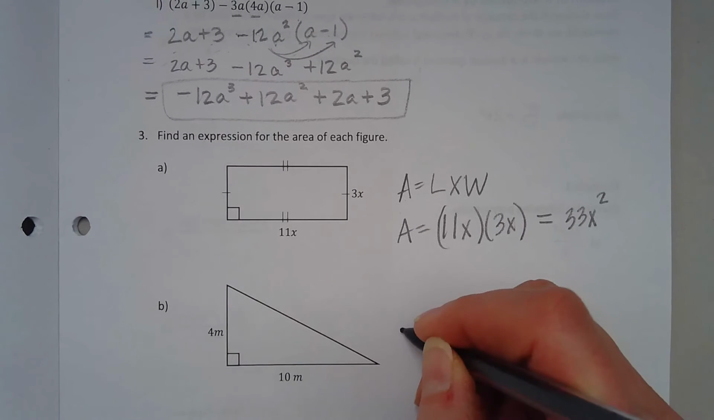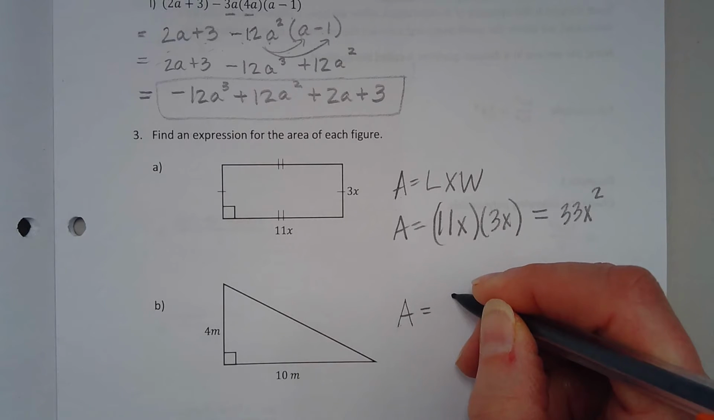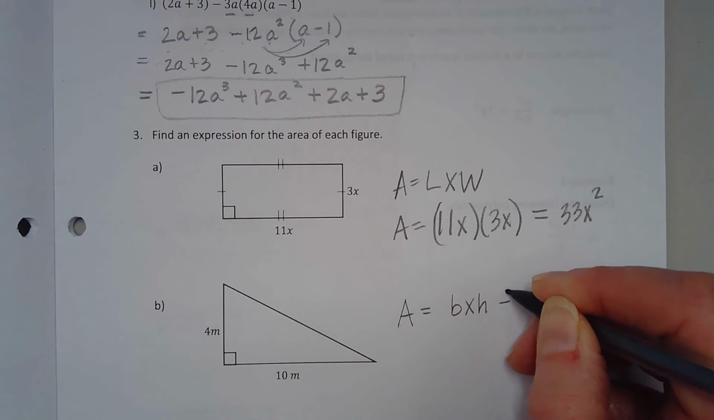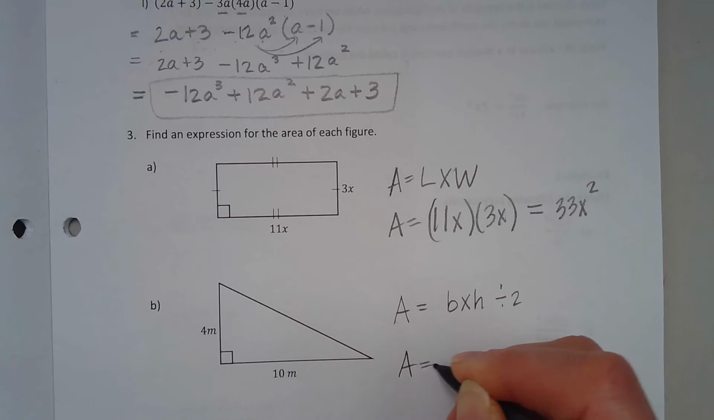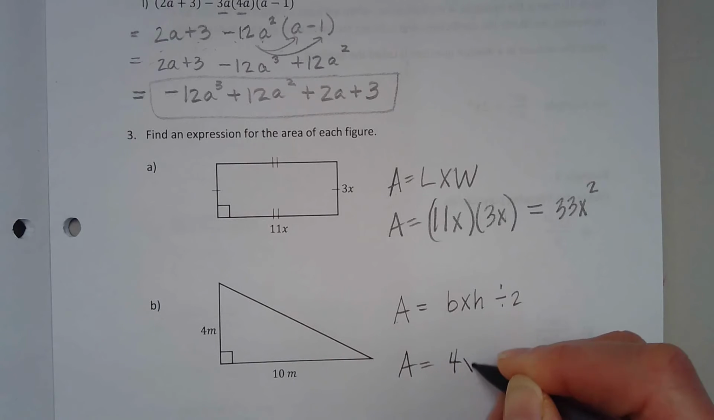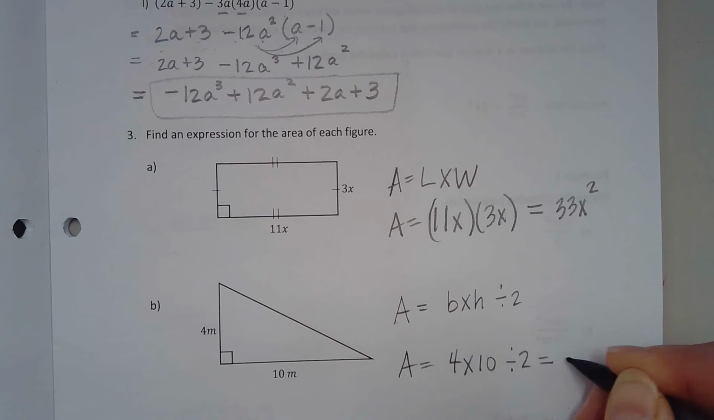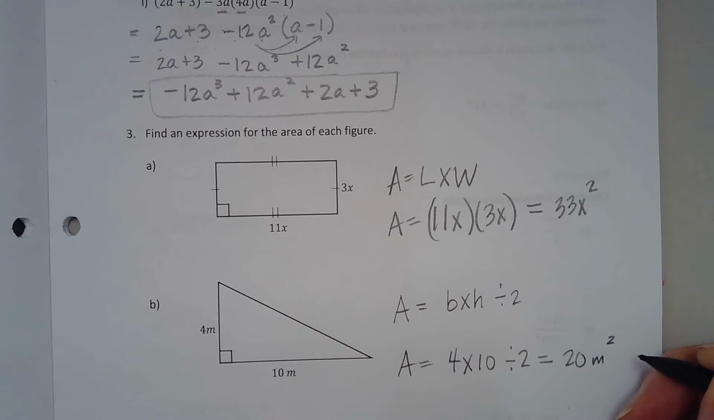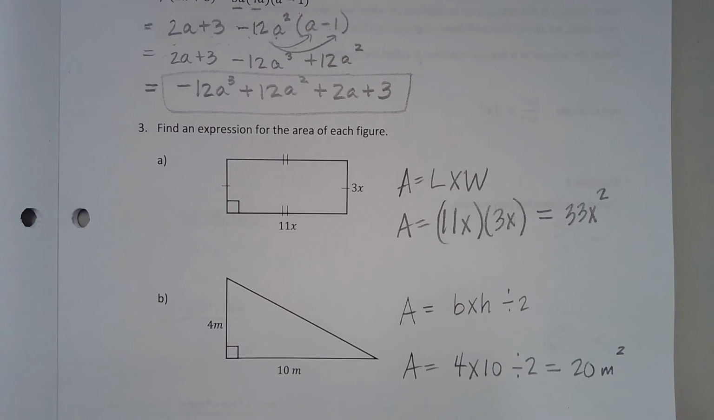What about the area of a triangle? Remember what this is? It's base times height divided by 2. Okay, so what's this one? 4 times 10 divided by 2. What's the area of this? 20 meters squared. We'll be doing lots more design and measurement later on. Base times the height, yep, same thing.